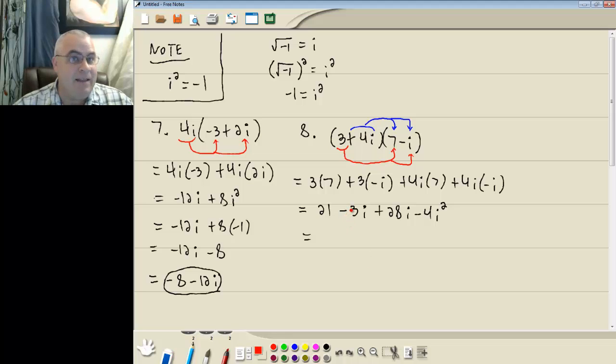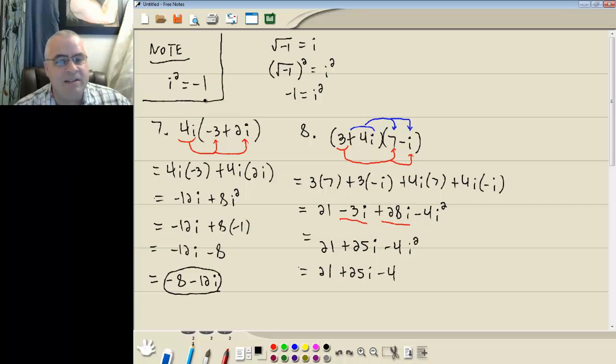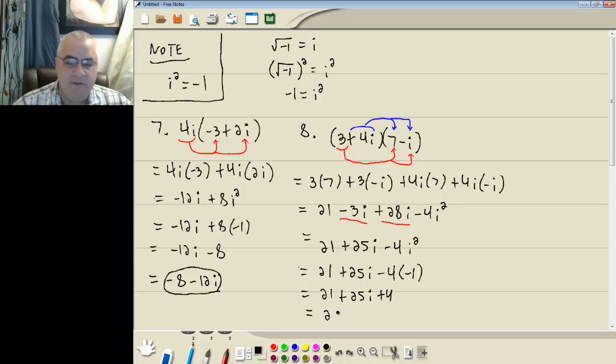Now, before, we'd always combine together like terms. Well, again, if they're alike, you combine them together. Here's a negative 3i plus 28i. I can combine those together. Negative 3 plus 28 gives us 25i. Now, this is not in standard form. We know we need to get rid of that i squared. So up here we said i squared is equal to negative 1, so we'll replace the i squared with negative 1. So we've got 21 plus 25i. Negative 4 times negative 1 gives us a positive 4. And then 21 plus 4 is 25. So we get 25 plus 25i.